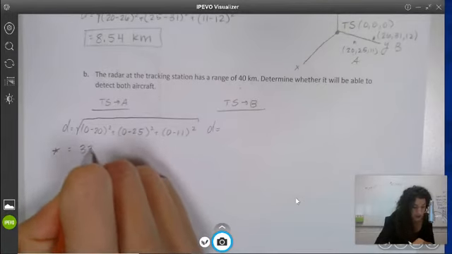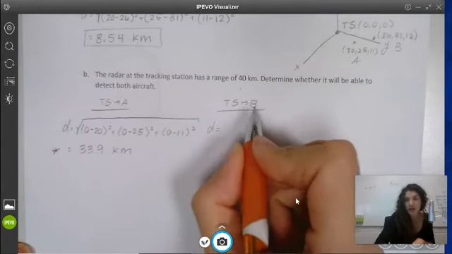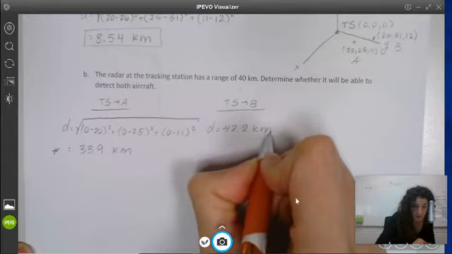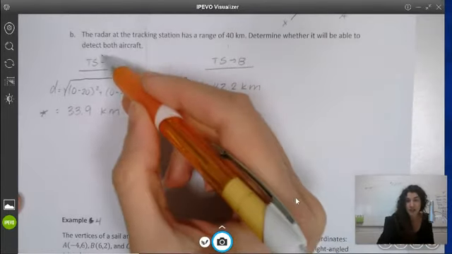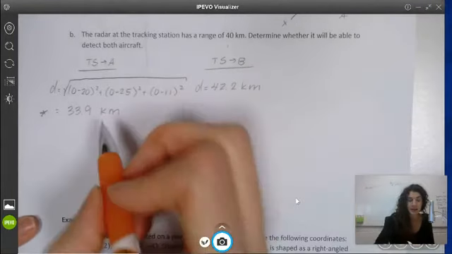For A, you should have gotten 33.9 kilometers. And for the distance from the tracking station to B, you should have gotten 42.2 kilometers. This all means that the tracking station can pick up aircraft A, but it cannot pick up aircraft B.